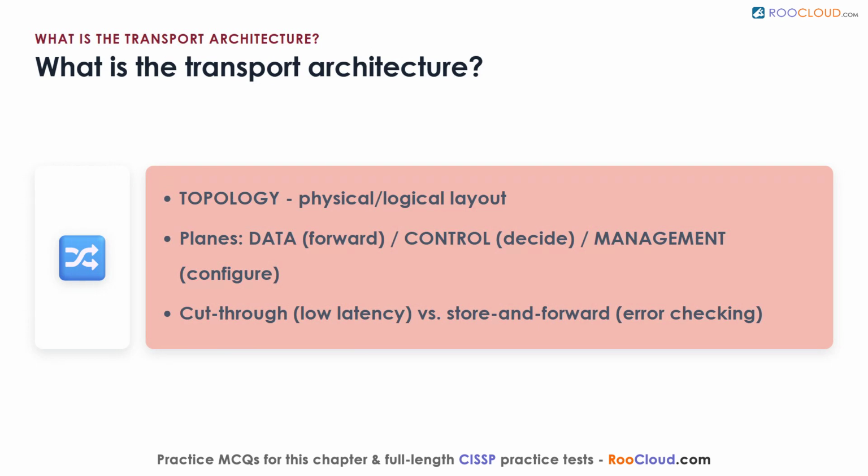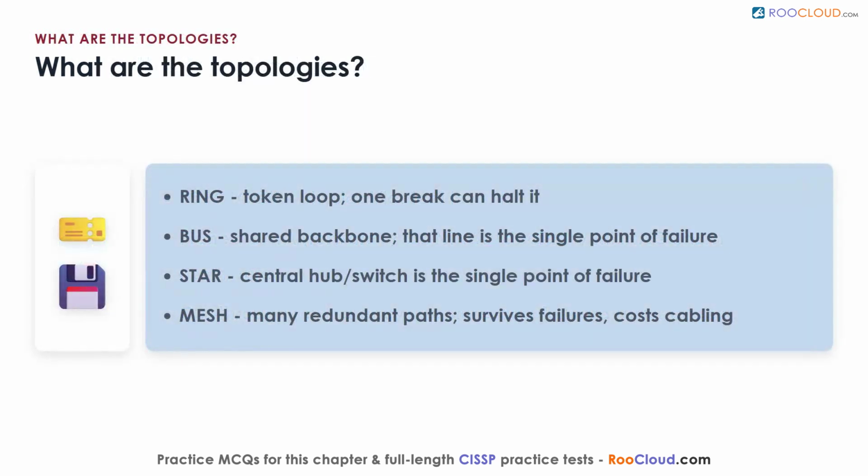Third is a switching choice. Cut-through forwards a frame the instant it reads the destination for low latency, while store and forward buffers the whole frame first for better error checking. Think of a mailroom that either flings each letter onward the second it sees the address, or inspects each one fully before sending it.